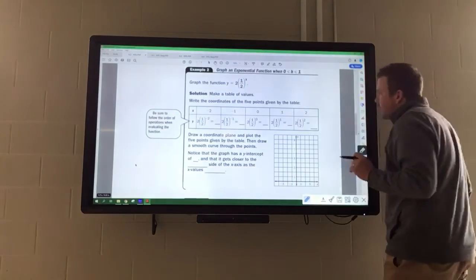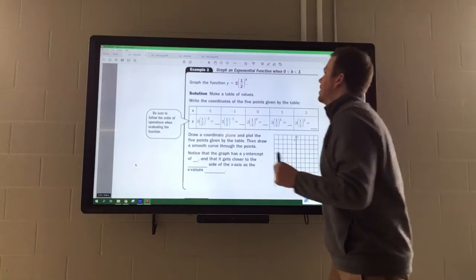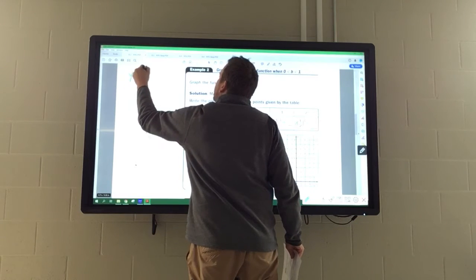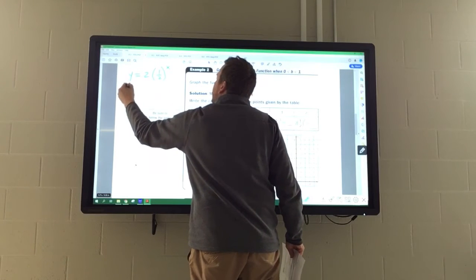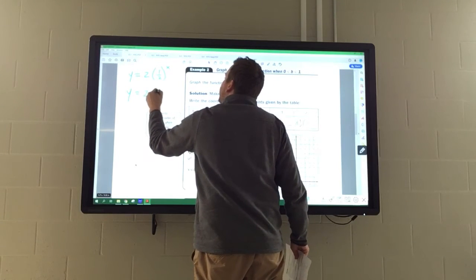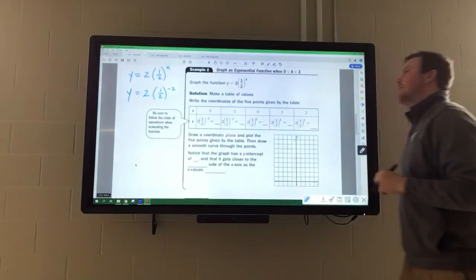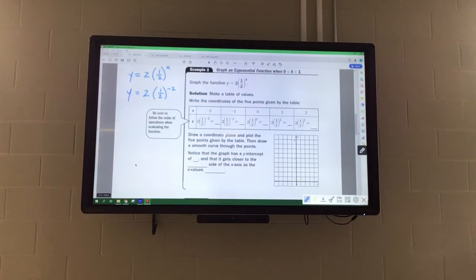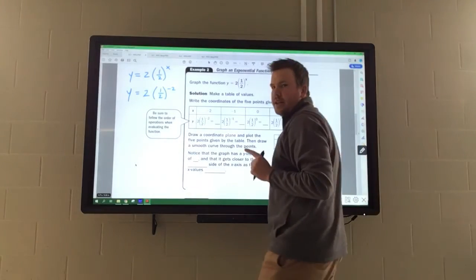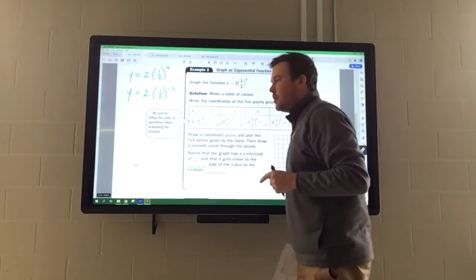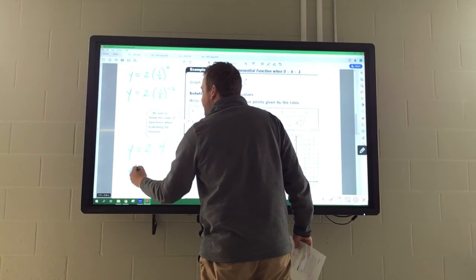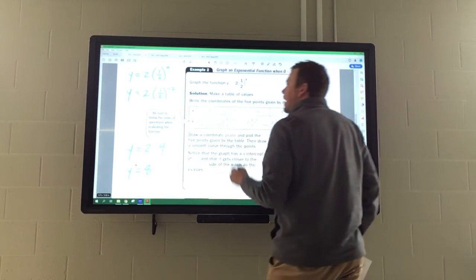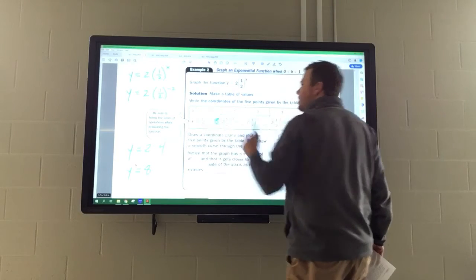Now, these ones are going to be a little bit tougher because we have y is equal to 2 times the value 1/2 raised to the power of x. So if we start with 2 times 1/2 to the power of negative 2, we need to be sure to follow order of operations. If you plug into your calculator 1/2 raised to the power of negative 2, you'll end up with 4. And then 2 times 4 is 8. So when x is negative 2, y is 8.